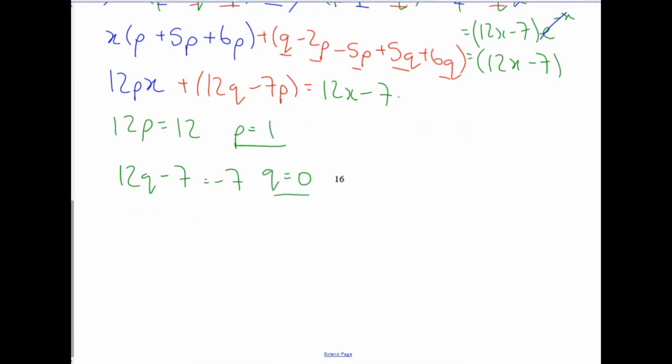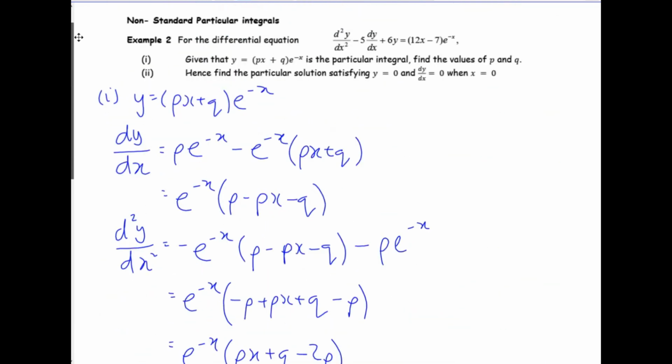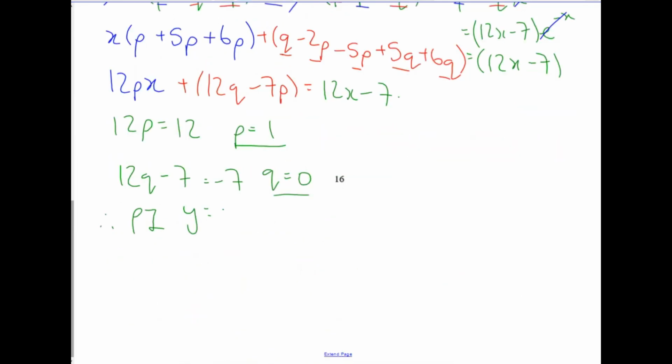So the particular integral is y equals, p is 1, q is 0. So it was px plus q times e to the minus x, so you just get x e to the minus x. An awful lot of words, just to get 1 and 0.